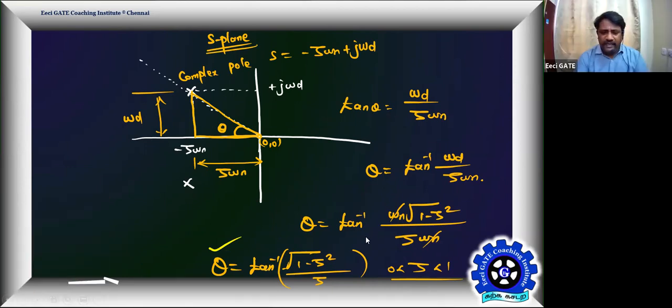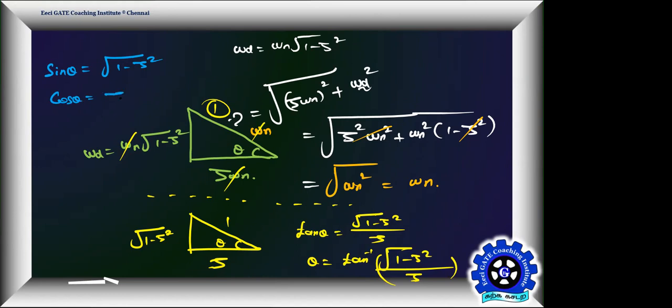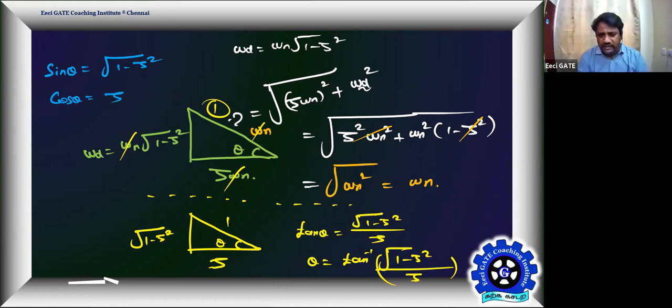So this may be a hard theta to remember. So let us have an easy theta, a theta easy for our memory. Can you tell me from this what is sine theta? Easy. Opposite by hypotenuse, correct? Root of 1 minus zeta square by 1. Cos theta. Zeta. Adjacent by hypotenuse, correct?